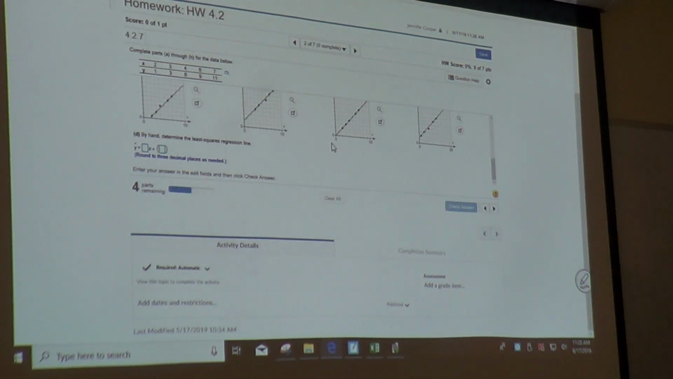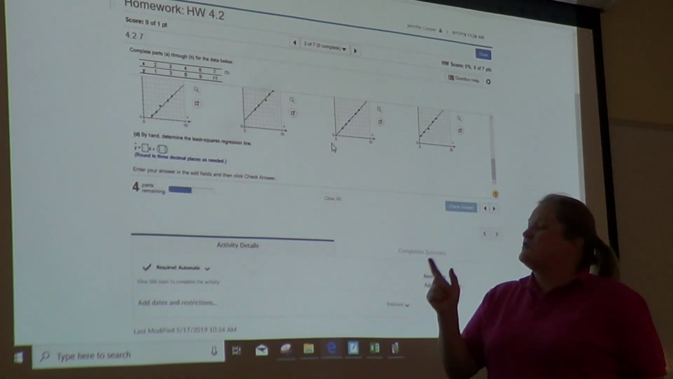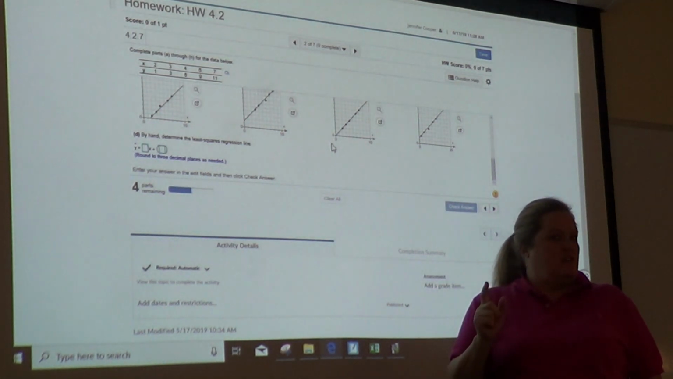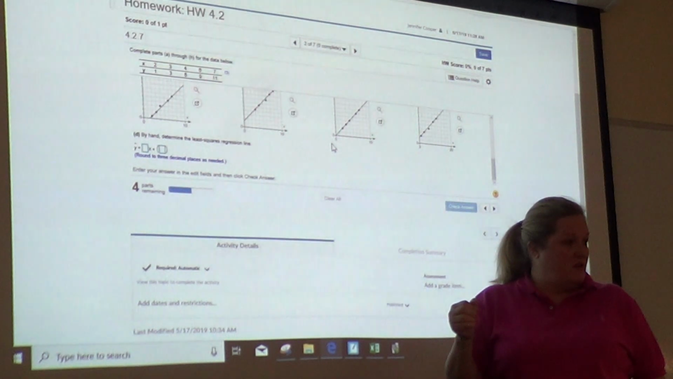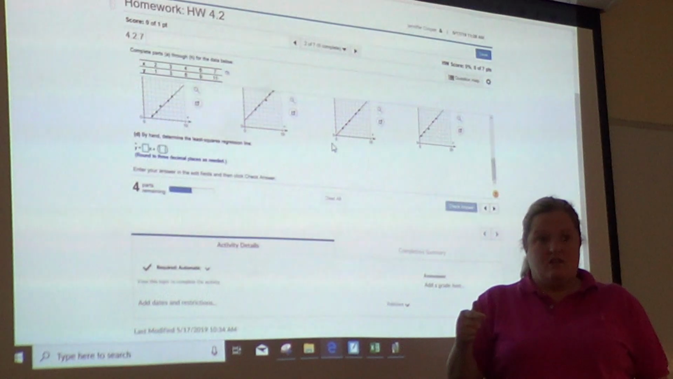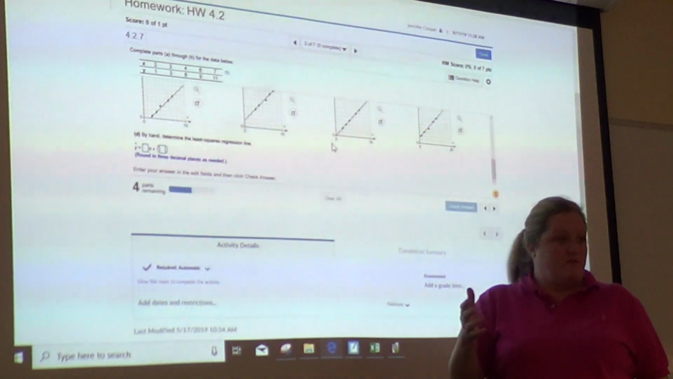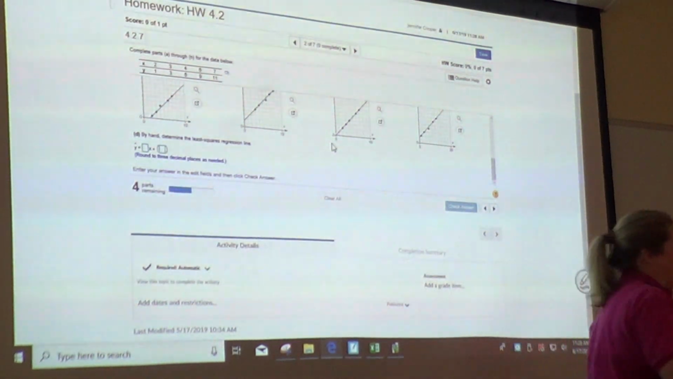Now, it says by hand, again, we don't do what we did that last one, sort of by hand. By hand, determine the least squares regression line. Now, we did that part in class. How do we do that part? Second calc, number 4, linear regression. Okay?